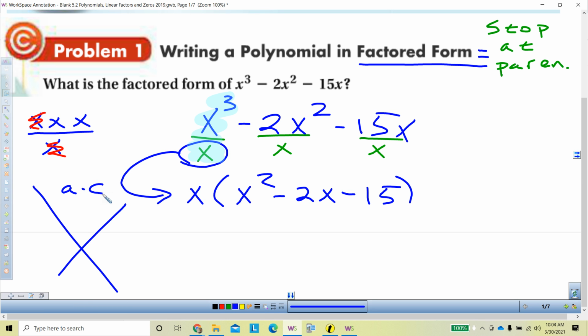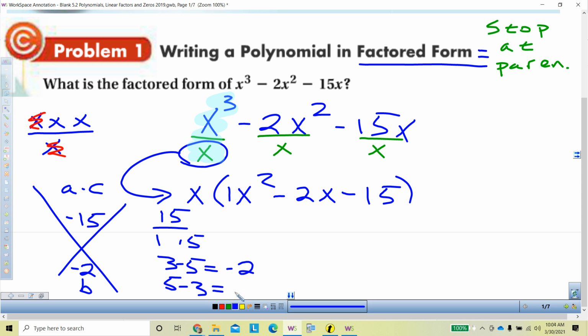So remember, it's a times c up top, b on the bottom. The a would be 1, the c is negative 15. You multiply those, you get negative 15. The b term is right here. The only factors of 15 are 1 and 15, and 3 and 5. So all I need to determine is, is it 3 minus 5, or is it 5 minus 3? 3 minus 5 is negative 2, 5 minus 3 is positive 2. So I want to do 3 minus 5.